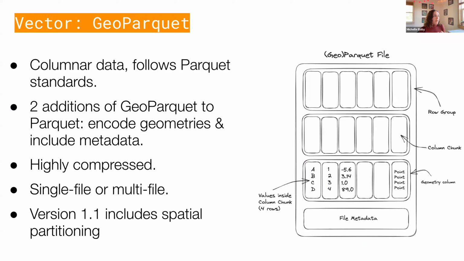For vector data, a very common one is GeoParquet. Vector data is traditionally stored as rows, representing points, lines, and polygons with an attribute table, whereas GeoParquet is a columnar file format. So storing data in columns is more efficient for compression, so that you can store it compressed, and it's also more efficient for reading that data.